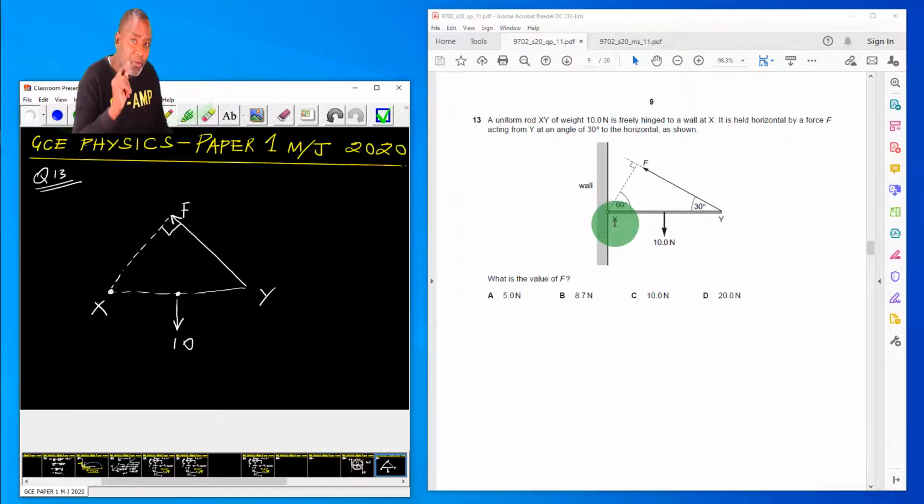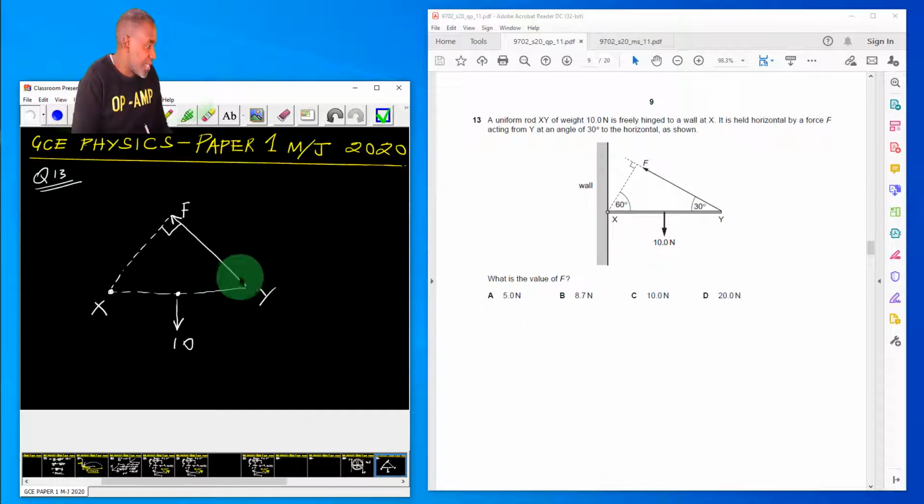And one of the hints is look for what you have been asked to calculate. So you don't want to eliminate that. The next point is look for that point whereby if you take moments about that point, it will eliminate all the other unknown forces. And that happens to be point X.